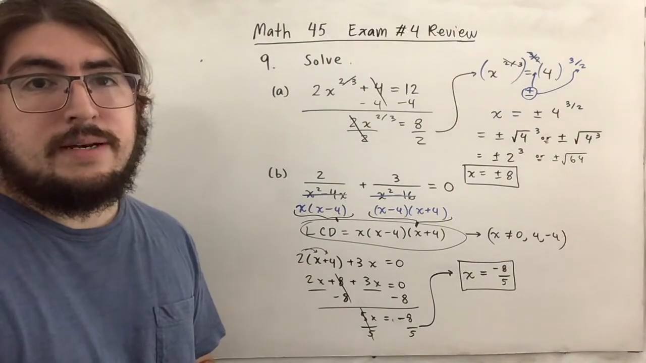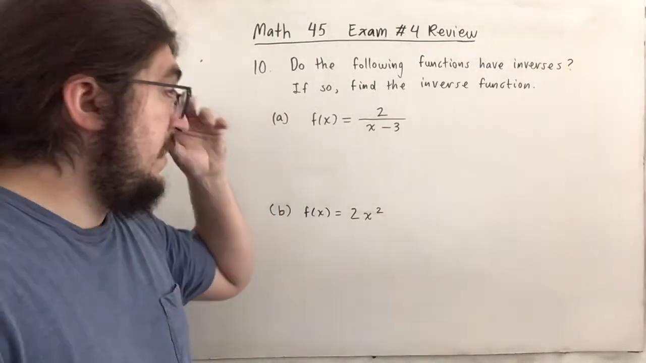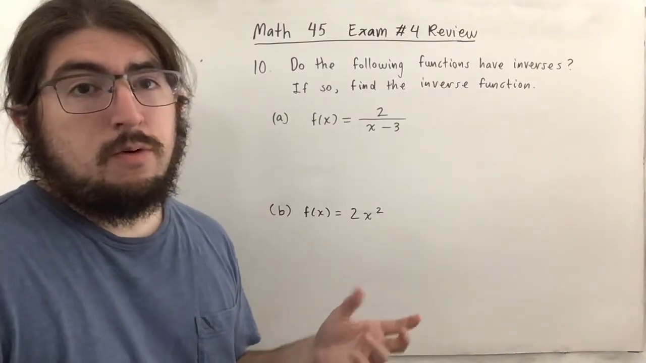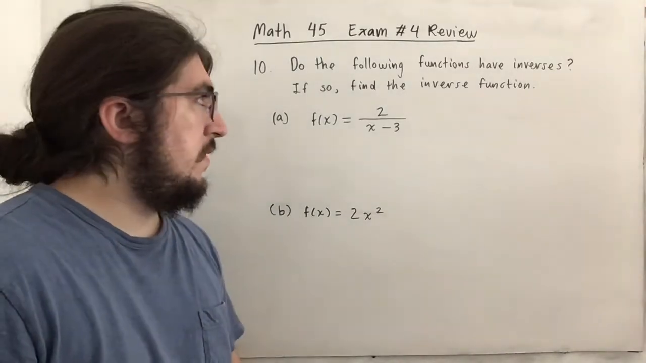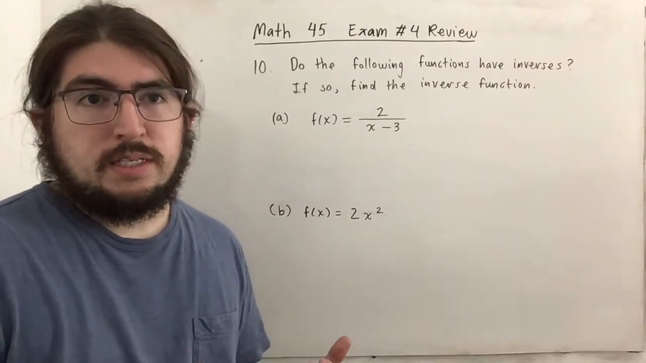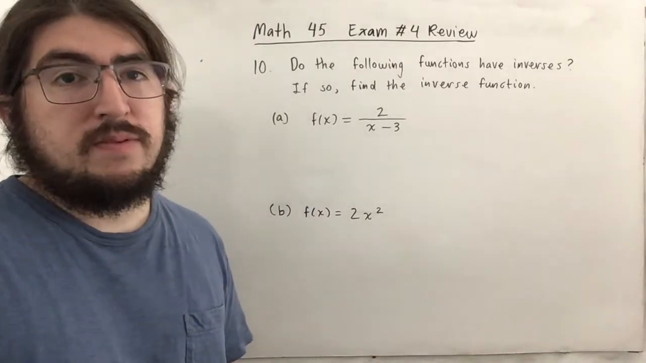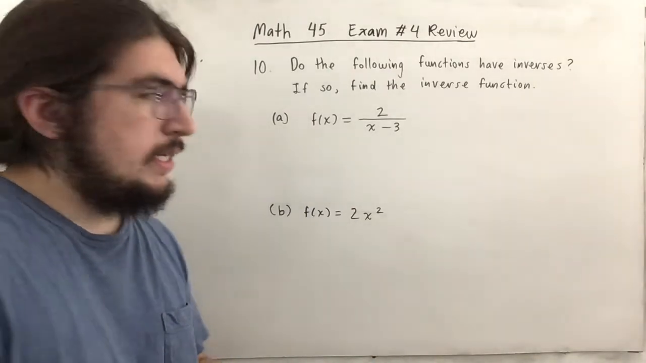Now let's move on to number 10. All right, so now number 10 here asks, do the following functions have inverse functions? And if so, let's find the inverse function. Now, only one-to-one functions have inverses. So if we graph these and we see that it fails the horizontal line test, it will not have an inverse function. That's an easy way to see that.